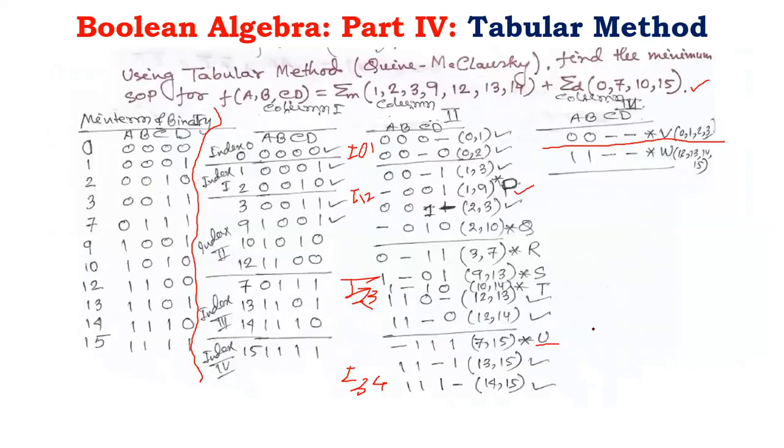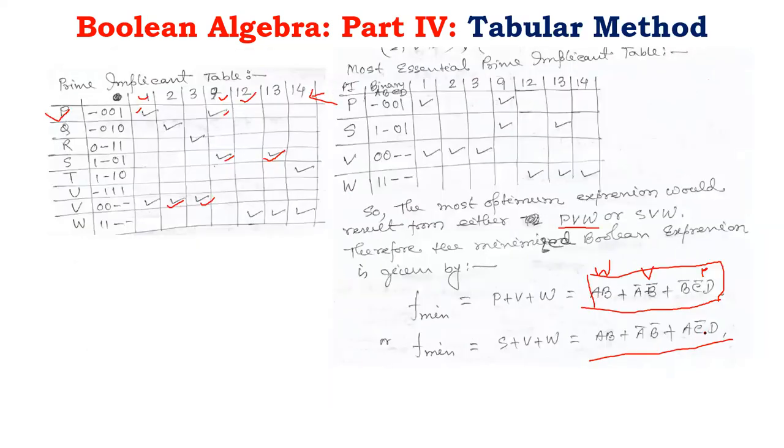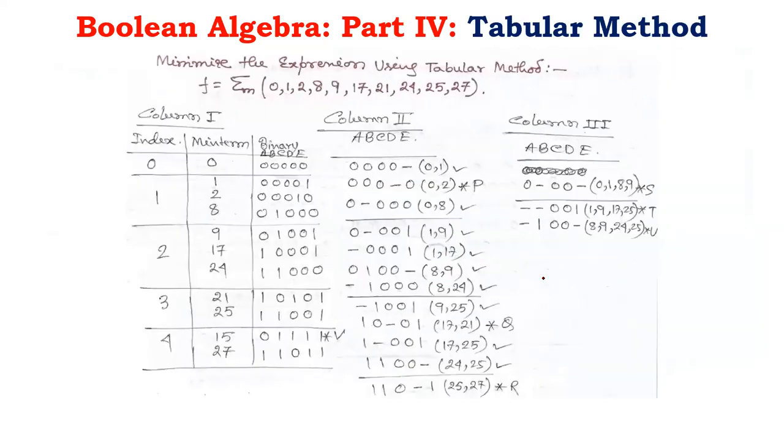From this is S. S means A, C bar, D. So this is S, this is V, and this is W. So we can make this. If we go through problems like this, the 5 variable, 27. So if we make this comparison like this by using the 1 bit position change, then compare.